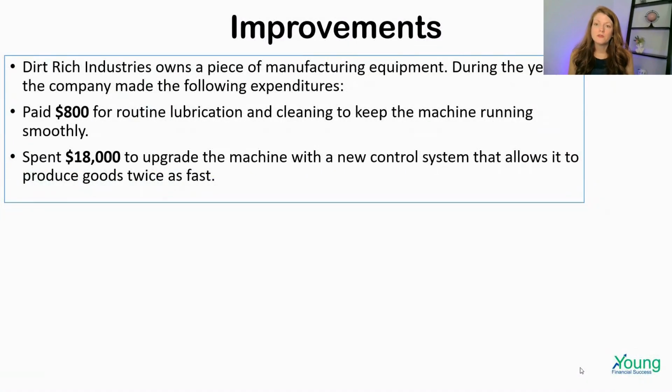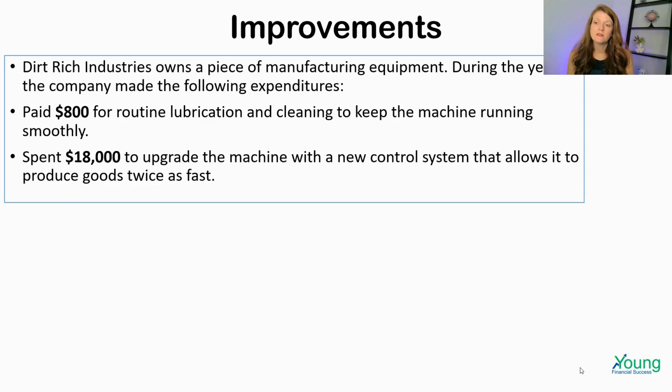Dirt Rich Industries owns a piece of manufacturing equipment. During the year, the company made the following expenditures. They paid $800 for routine lubrication and cleaning to keep the machine running smoothly. Would that be something that we expense in the same accounting period, or would we capitalize that? We'll come back to it.